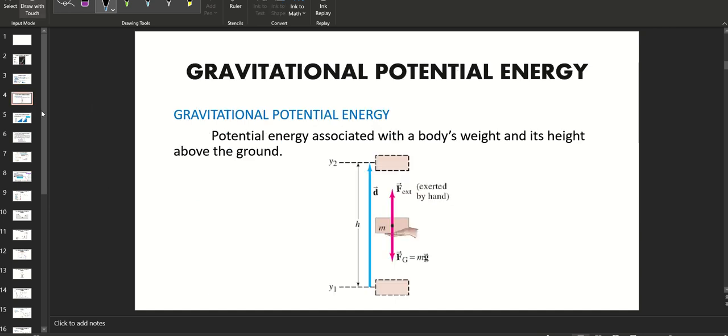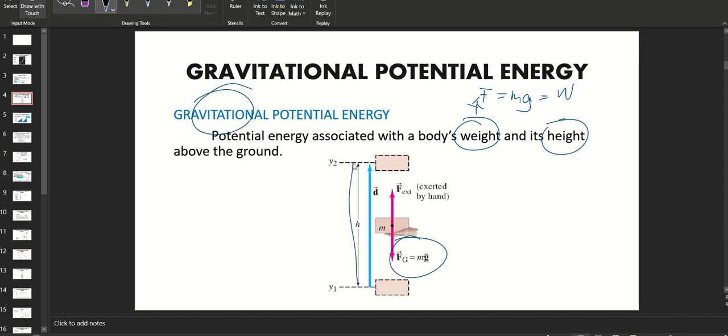So let's talk about gravitational potential energy. It is associated with the body's weight and its height. Technically, when we say weight, it's a force, and force is mass times acceleration. When we talk about gravity here, it is acceleration due to gravity, so it becomes mg, but technically this is weight, or w. This means that the higher the height from the initial point, the higher the potential energy.